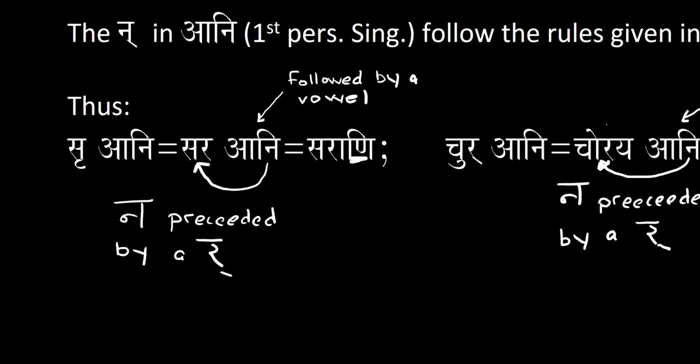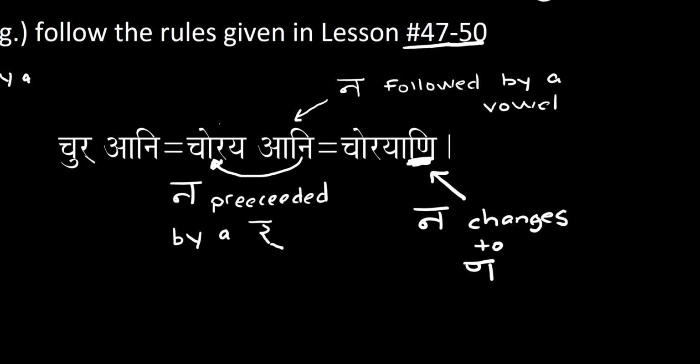So the na is preceded by the ra in sar and followed by a vowel, and that is the a in ani. In this scenario too, chur in the tenth conjugation becomes choraya, and instead of having chorayani, you have chorayarni, because the na is preceded by the ra in choraya, and then it's followed by the a in ani. So that's why the dental na turns into the cerebral na.